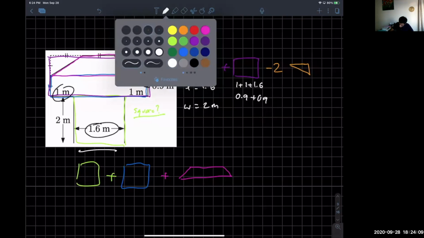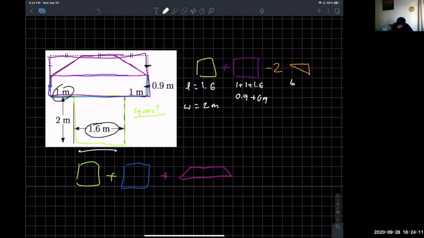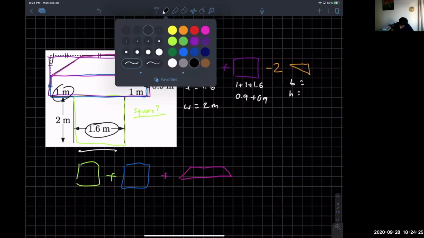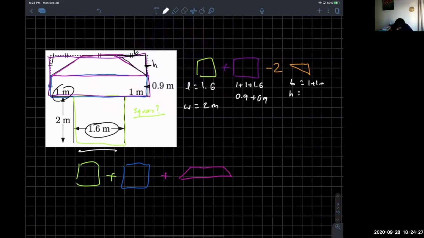And then in the triangle, what we need is base and height, right? So if we come over here, this is the base, this is the height. So the base is this length divided by 3. So base is then equal to 1 plus 1 plus 1.6 divided by 3, and the height is equal to 0.9, okay? Now you have all of the things that you need to solve for the area of this shape. You just plug into the equations.